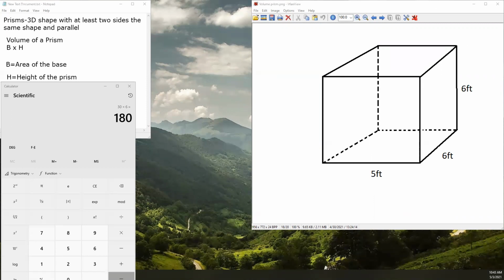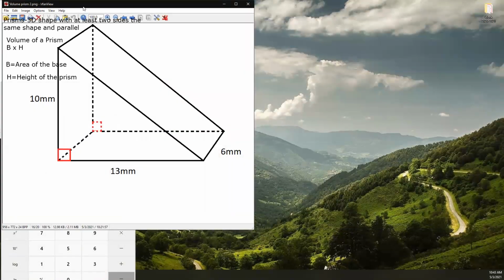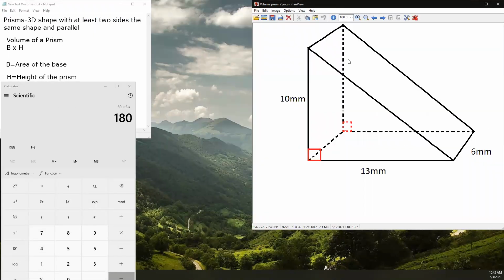But I did just say rectangular prisms are easy, right? Well, not all prisms are rectangular. So we have this situation, right? This is also a prism because you've got a right triangle here facing us, but in the back, you've got a right triangle. They're the exact same right triangle, so they're parallel and the same shape. So this is a prism.